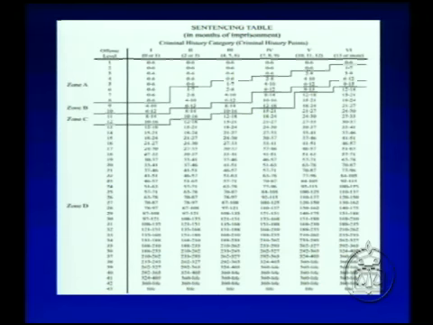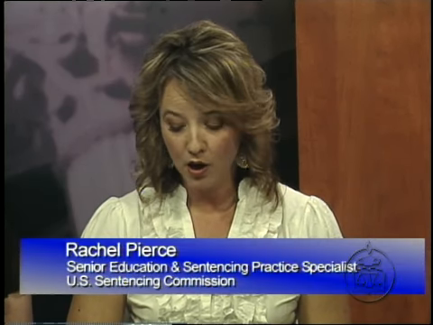Secondly, each defendant is also assigned to one of 6 criminal history categories, which are of course found across the top, or the horizontal axis, of the sentencing table. The criminal history category is based upon the extent and recency of the defendant's prior record. The point at which the offense level and the criminal history category intersect on the table provides the guidelines range for that defendant for the court.